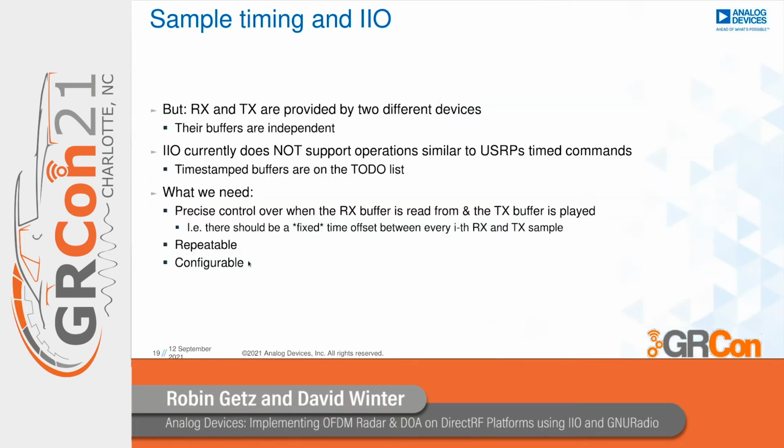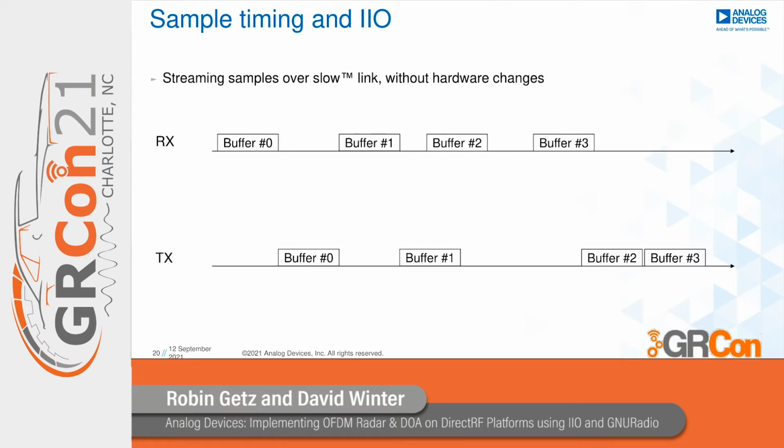If that's not possible, and if you're using IIO, you will need to introduce some kind of hardware synchronization mechanism. That mechanism needs to be very precise, so we need sample accuracy. We don't want any clock domain crossings, because a clock domain crossing may introduce some sample jitter. It needs to be repeatable and it should be configurable at runtime. This is basically the problem statement.